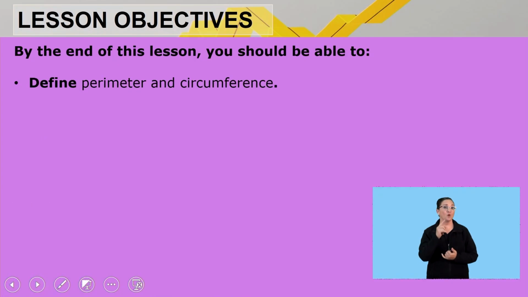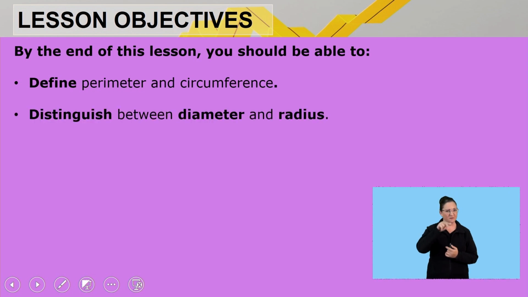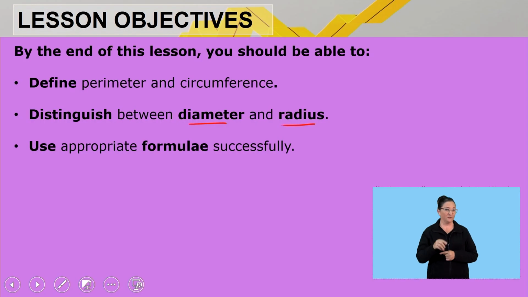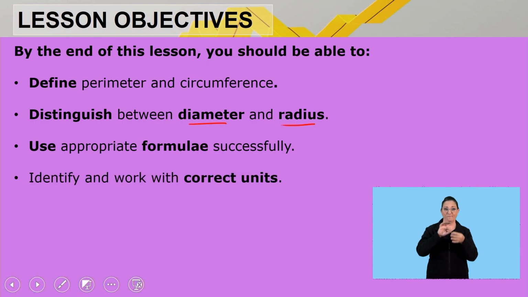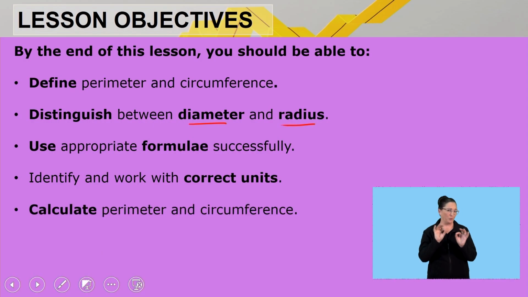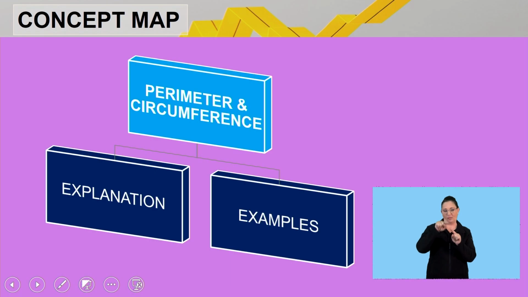So what are the lesson objectives? By the end of this lesson, you should be able to, first of all, define perimeter and circumference. You must be able to distinguish between diameter and radius. Also important is that you must be able to use appropriate formulae successfully, and identify and work with correct units. Also important is for you to calculate perimeter and circumference. So this is basically what we'll expect. There's our concept map. We'll focus today on perimeter and circumference, so we will do some explanation and some examples.